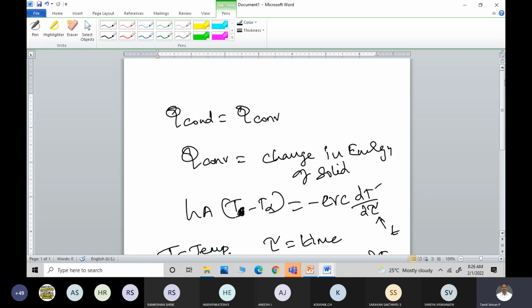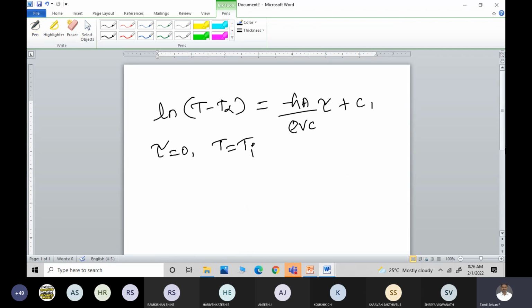You are dropping a solid which is at an initial temperature Ti. After some time, it becomes temperature T. So when you substitute that to find out C1, this is the solution.